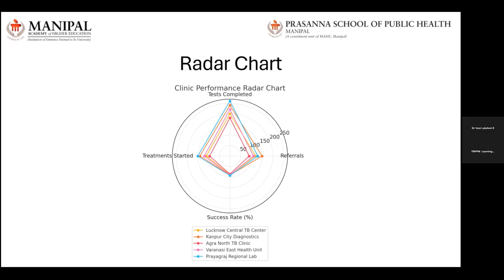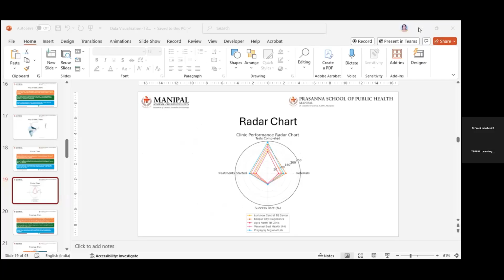So that is what I learned by looking at each of the charts. If you are assessing performance of different centers across 3 or 4 variables or aspects, in this case treatment started, tests completed, success rate, referrals, you make use of a radar chart. I hope this is a new chart for you too.